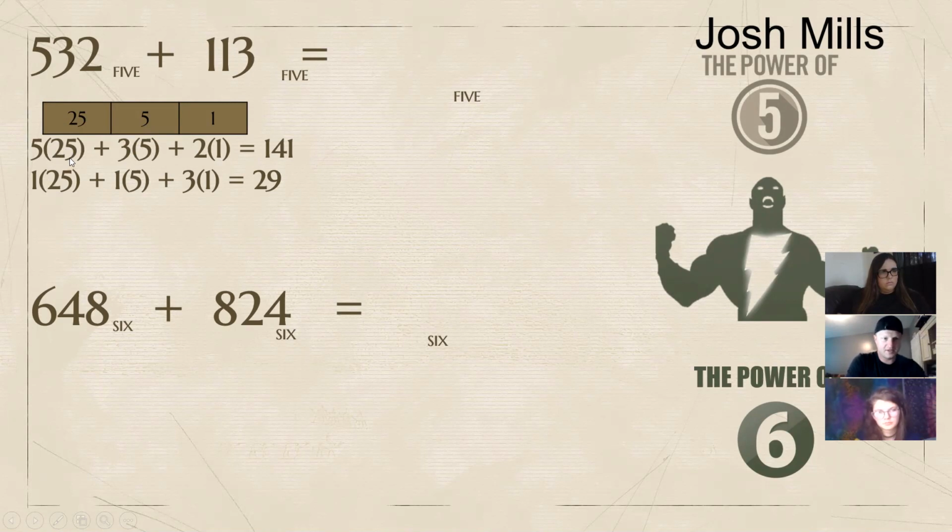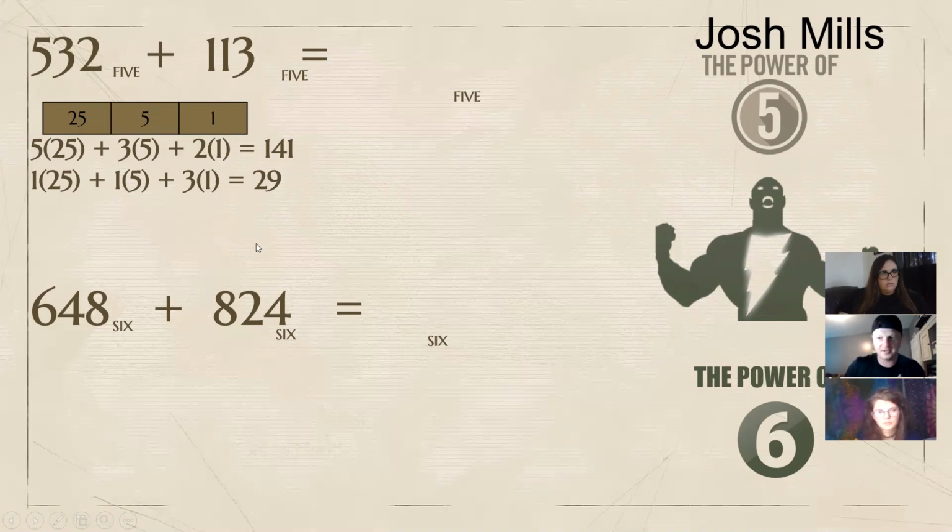And so how you would do this is you would take 532 and you would go 5 times 25 would equal 125. And then on the next one, you would do 3 times 5 would be 15. And then you would do 2 times 5 would equal 5. And so you would add 125. 2 times 5 or 2 times 1?